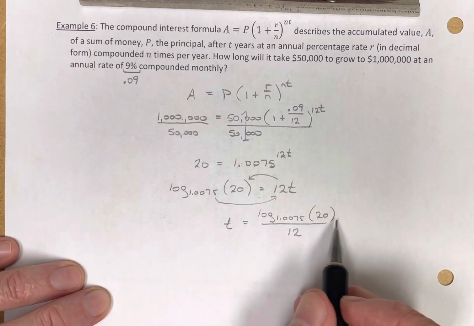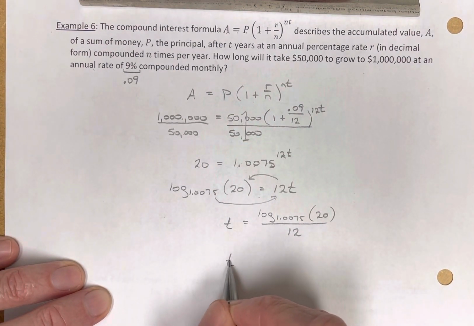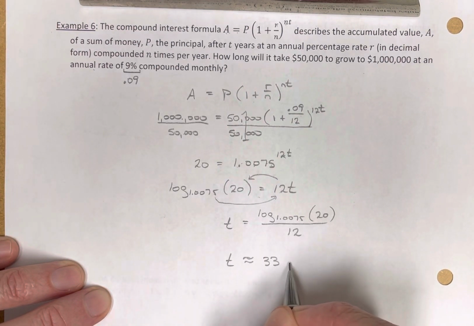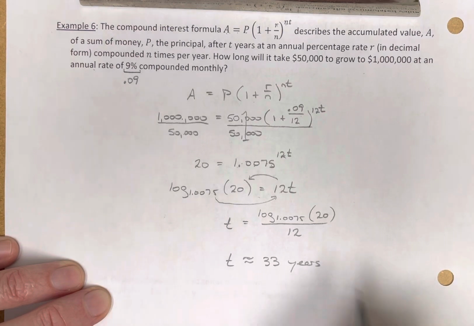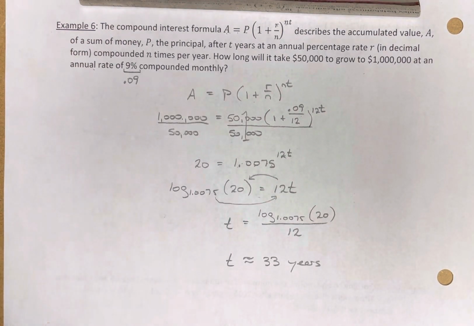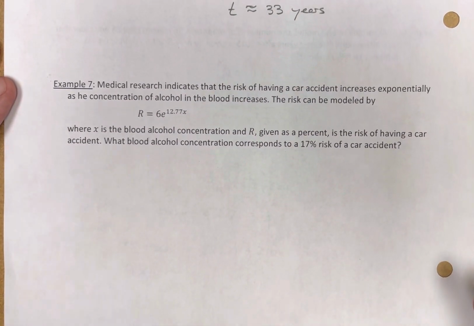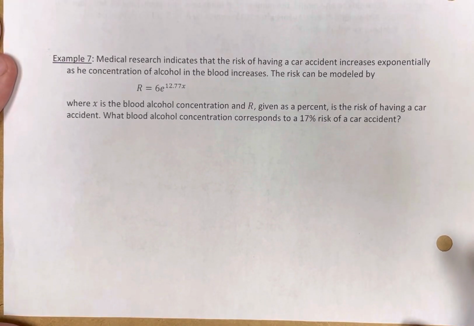Well, that's not bad. Our calculator can handle that. And our time comes out to be approximately 33 years. I think I rounded that to the nearest year, and I got about 33. Okay, let's get one more in there, and then we'll be all done with this lesson.